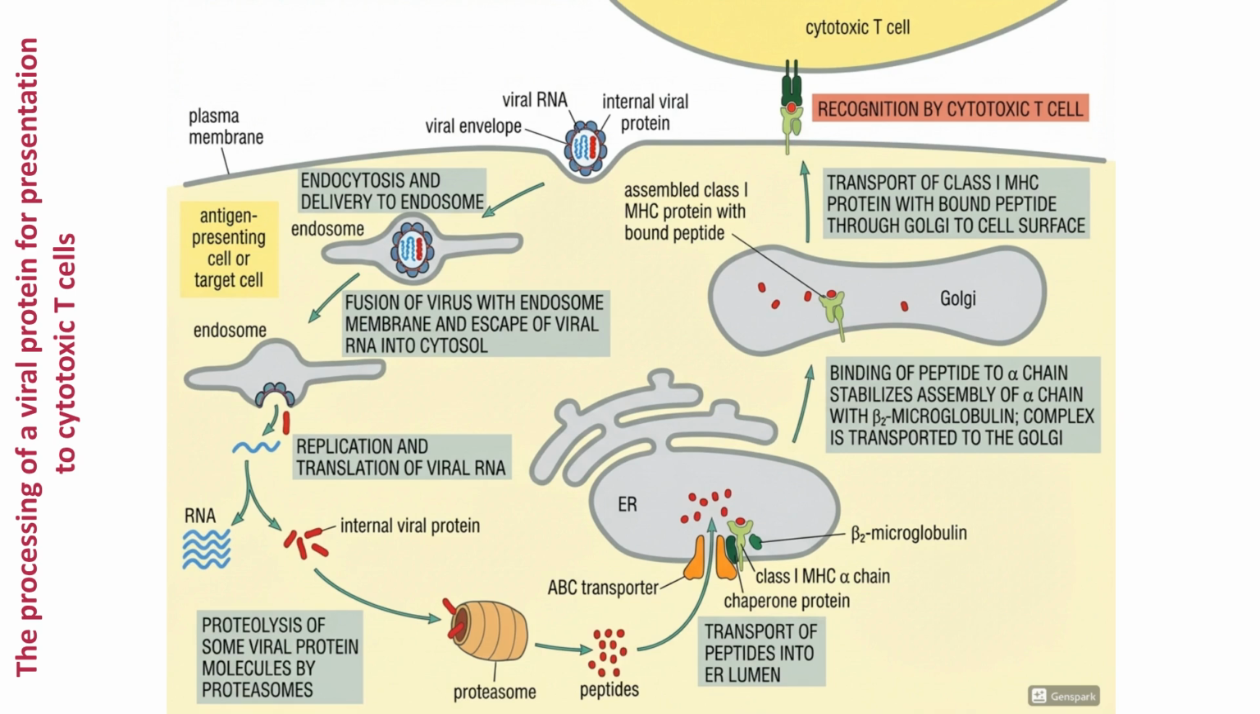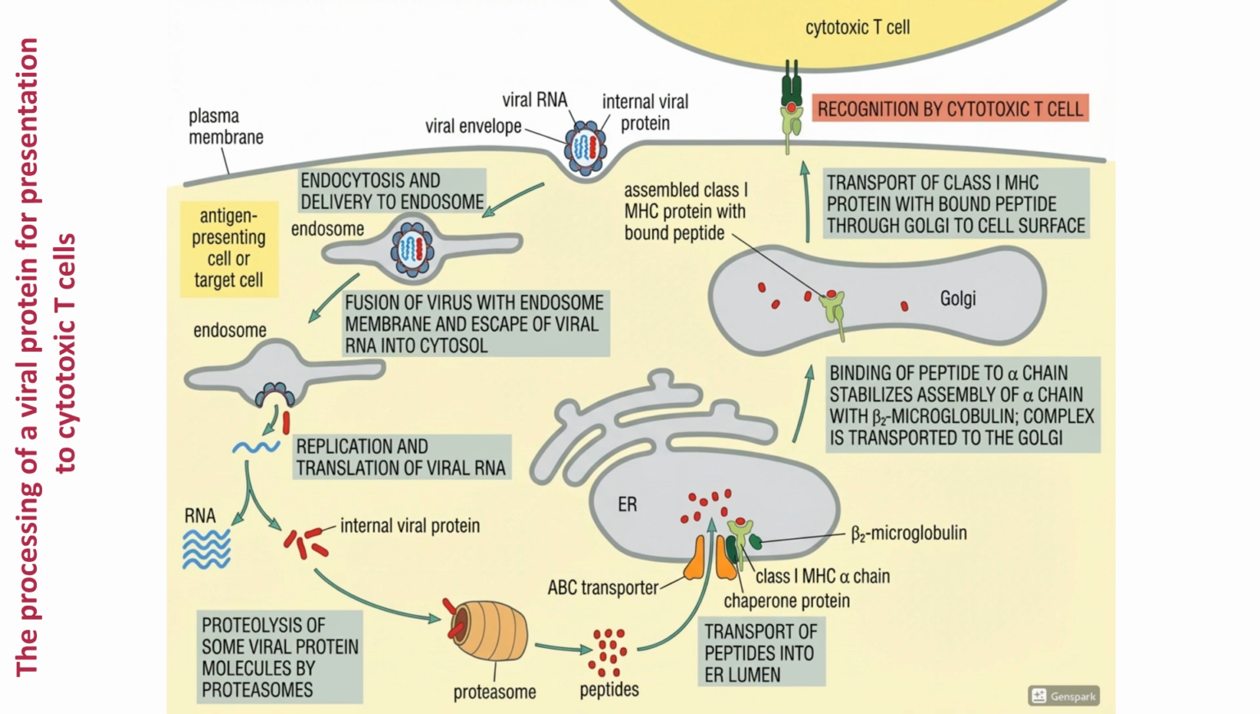These peptides are transported into the endoplasmic reticulum through special transporter proteins called TAP, which stands for transporter associated with antigen processing. Inside the ER, newly synthesized MHC class I molecules are waiting. These molecules are stabilized by chaperone proteins, including calnexin and calreticulin, until appropriate peptides bind. When viral peptides enter the ER, they bind to the groove of MHC class I molecules. This binding stabilizes the complex, allowing it to be transported through the Golgi apparatus to the cell surface.